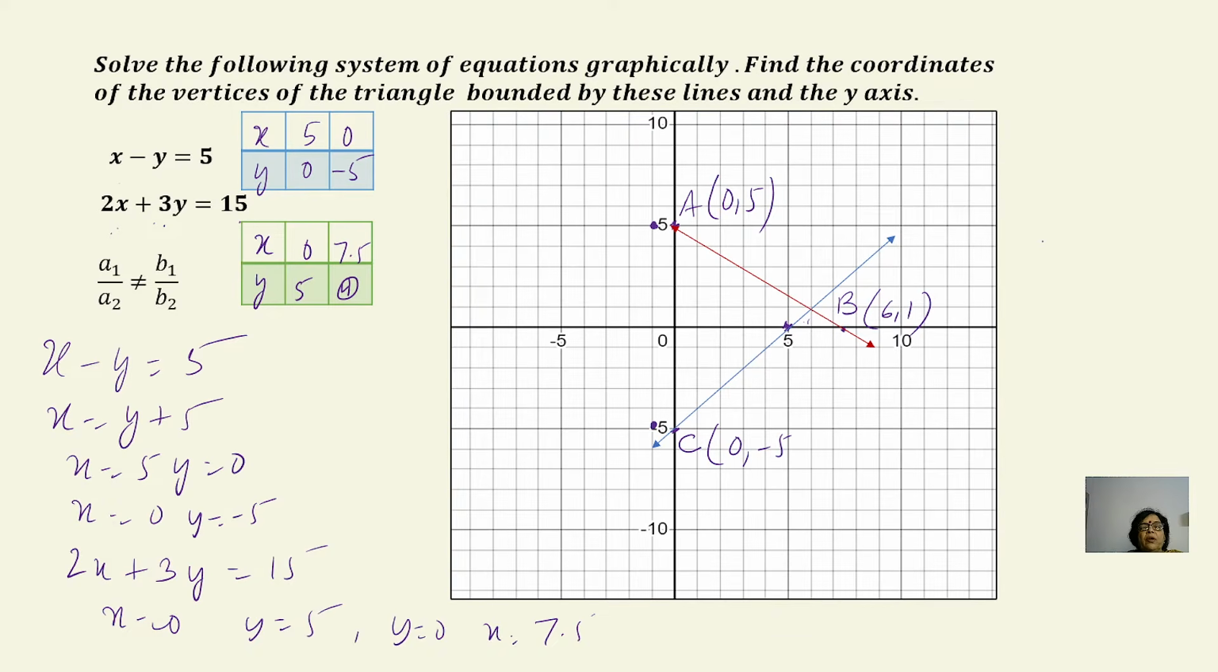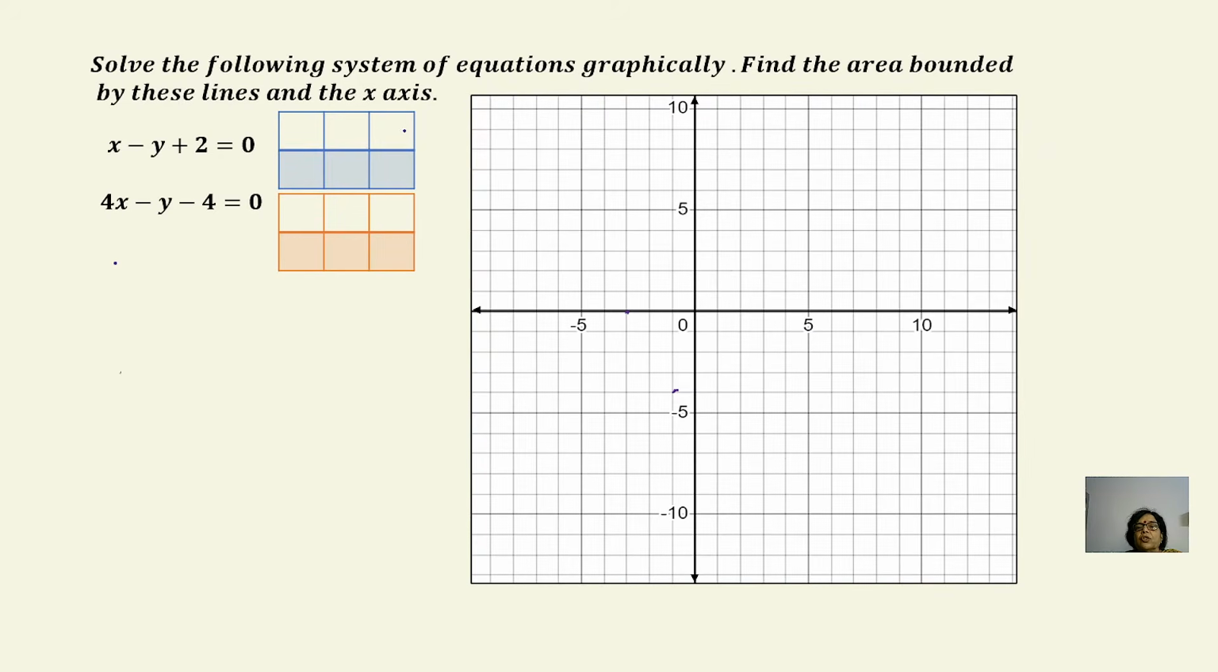So moving on to the next question: solve the following system of equations graphically. Find the area bounded by these lines and the x-axis. Now we are given the area bounded by these lines and the x-axis. So let's see what we need to do over here. First of all, check a1 by a2, b1 by b2. They are not equal, so the lines will be intersecting.